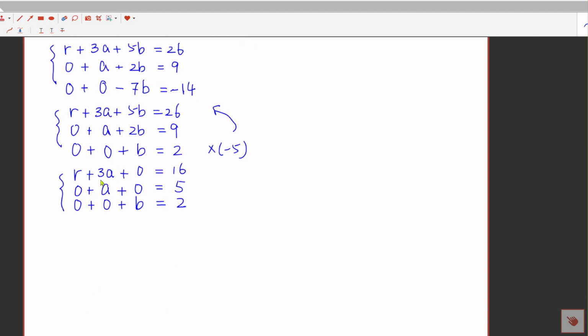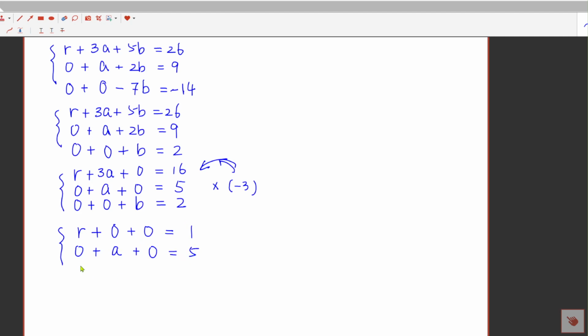Okay, and we can actually cancel the 3a here. How can we do that? So note that we can use the second equation times a factor of negative 3 and add it to the first one here, right? And this will give us r plus 0 plus 0 equals 1, and 0 plus a plus 0 equals 5, and 0 plus 0 plus b equals 2, right? Can you follow me?